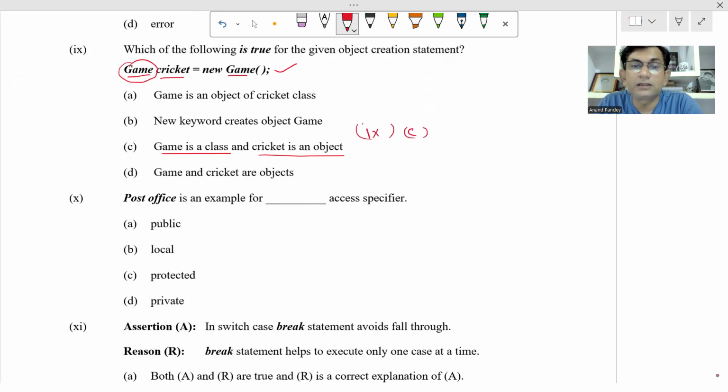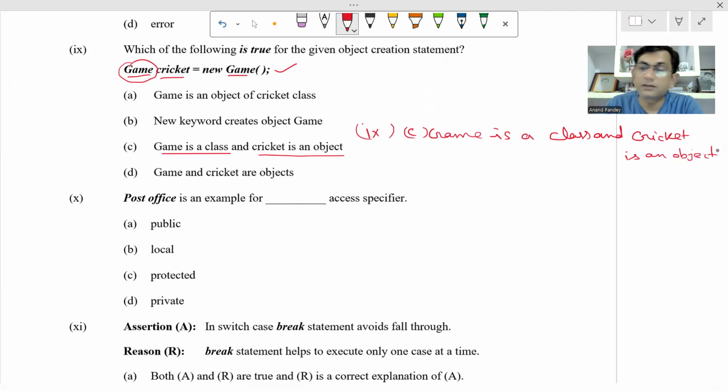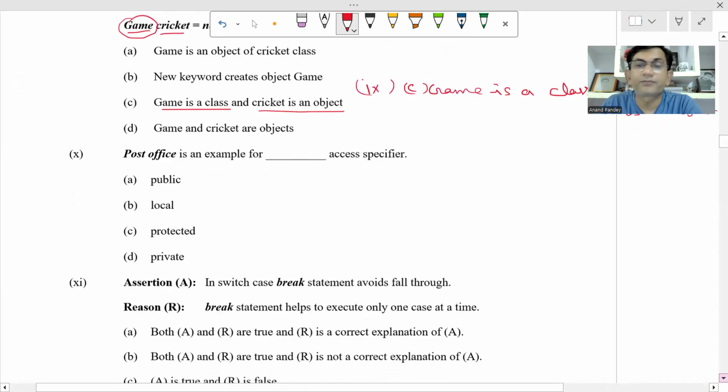So the answer is C, and this you can write. I'm showing you what I'm writing, so you can also write it in the examination: game is a class and cricket is an object. Got it? Okay, come to the next question.